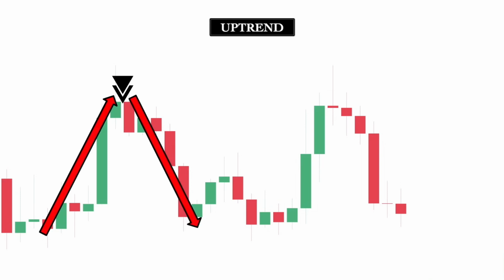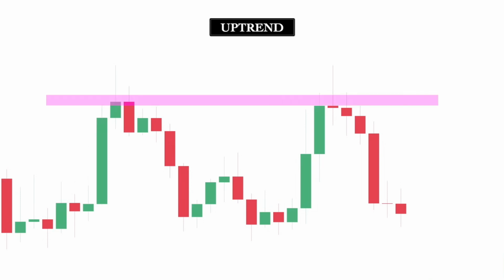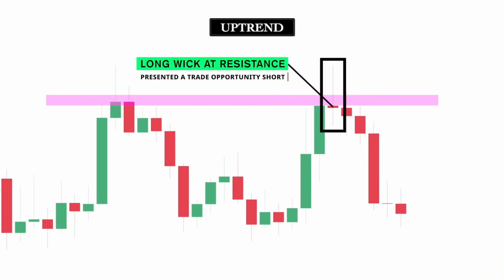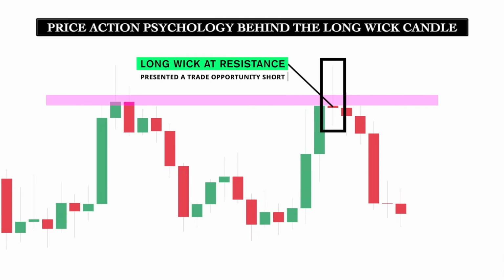Price came up, hit, and reversed, giving you your key level of resistance. As price came back up, you had a perfect long wick candle form right at the key level, presenting a trade opportunity short. So, what is the price action psychology behind this?